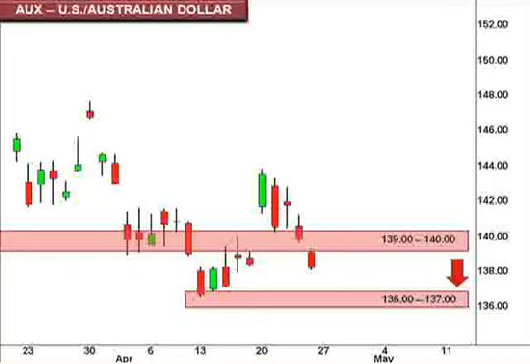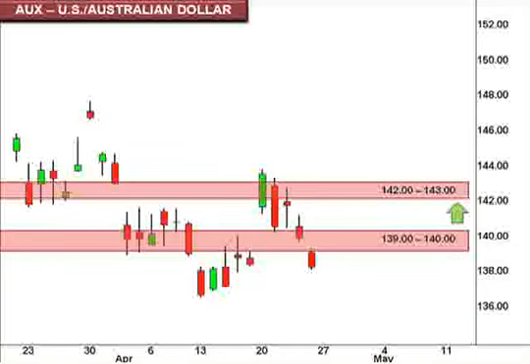Now, we may see a little move back into that 139, 140. However, failure here again will lend credibility to this further downside move. If we're able to break and consolidate above 140, then we'd be looking for a test up into this 142, 143 level as far as our overhead resistance is concerned.